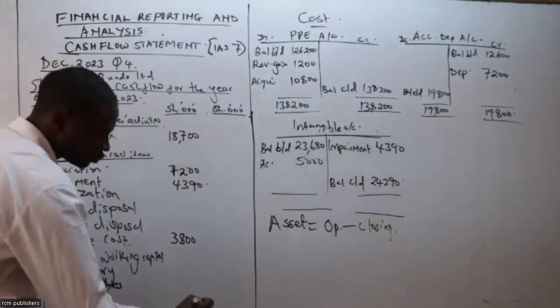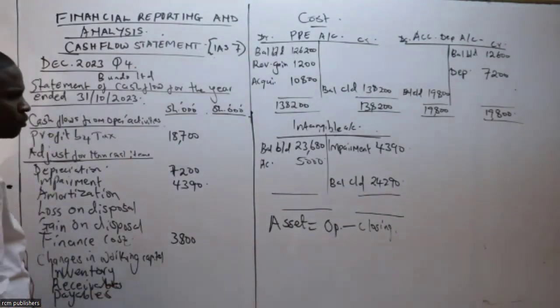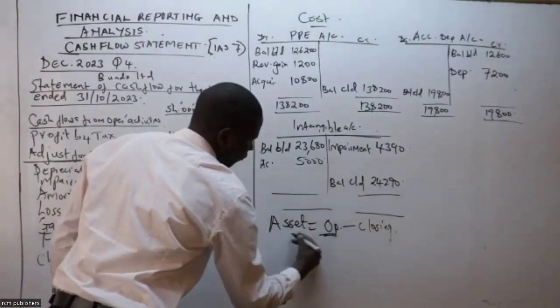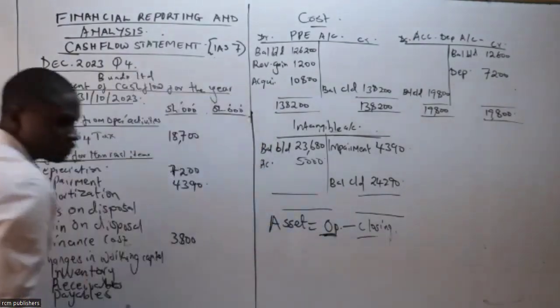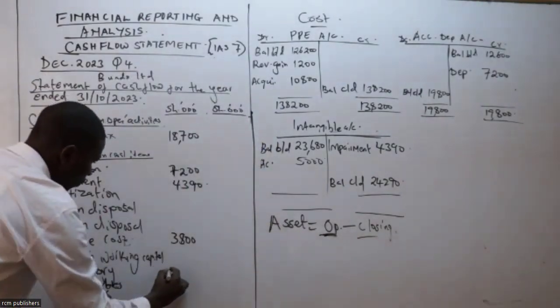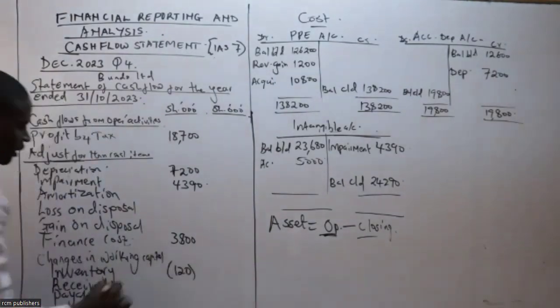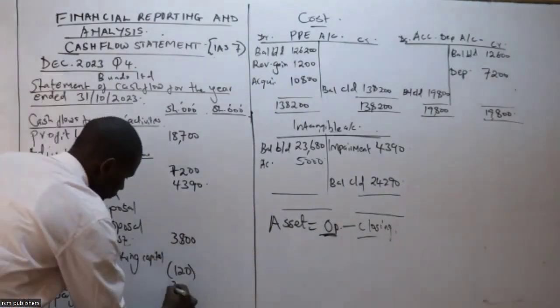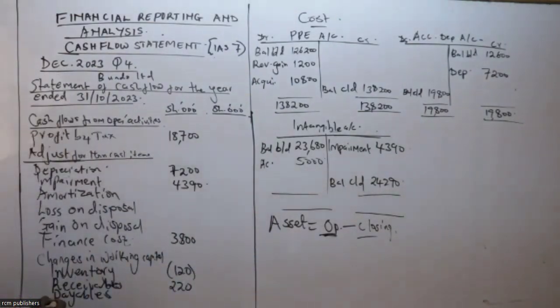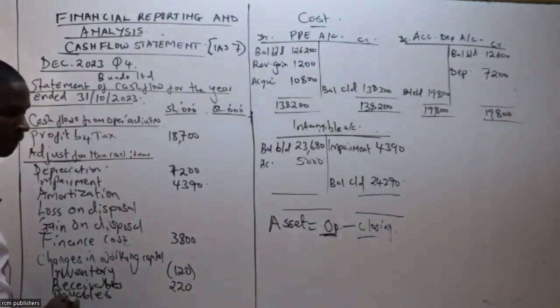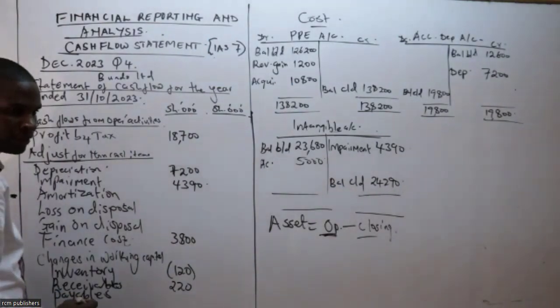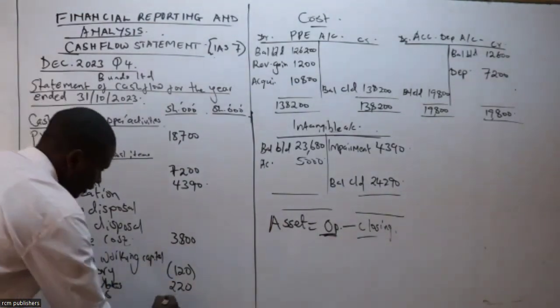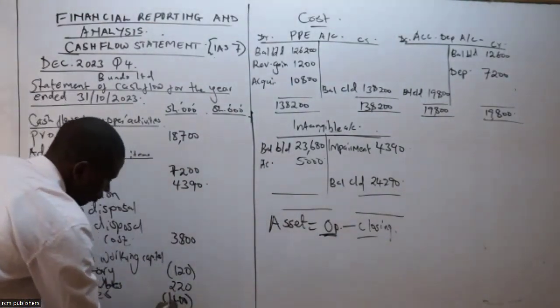Inventory was minus 120. So for those people who join, just take the opening of the inventory and then less the closing of the inventory. You get 120, which is an outflow. What about the receivable? Receivable, it was 220, which is an inflow. And then the last one, the payable. Payable, it was 400, which was an outflow.